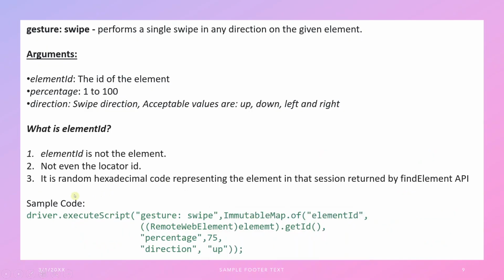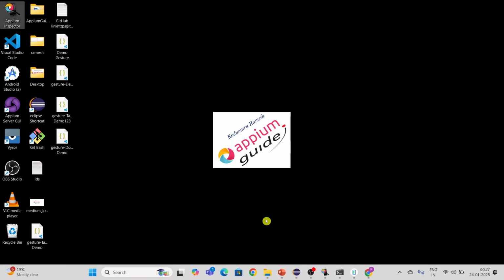The sample code will use the driver.executeScript method. We have to use the execute script method, mention the command as a key, and mention the arguments in an immutable map of. Now we'll jump into the code.